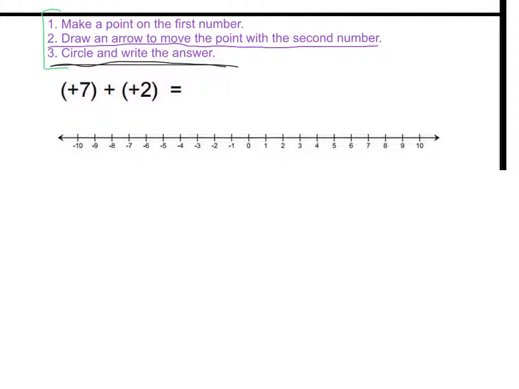+7 is the first point, so we're going to make a point on the first number. So +7 is the first number. Let's look for +7. Here it is. We're going to make a point there. Then we're going to move with the second number. Now it says +2. The positive numbers are on the right side, so we're going to go to the right. So draw this arrow to the right. How many? Well, there's the number 2. We're moving the point 2 to the right. 1, 2. So now we have 9. We're going to circle that answer and write that the answer is 9.